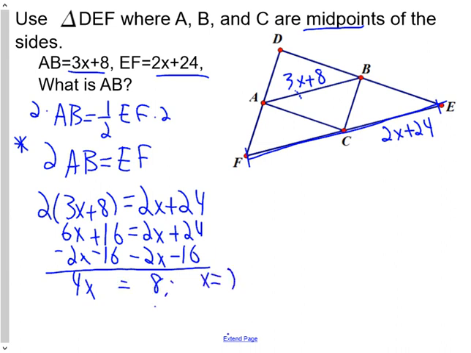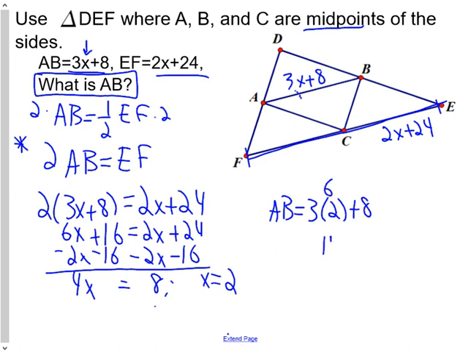Now, did they ask for solving for x? No, it asked for what is AB. So you've got to plug it back in. So I'm plugging in 2 right back into there. AB equals 3 times 2, 6, plus 8, giving me 14 is AB.